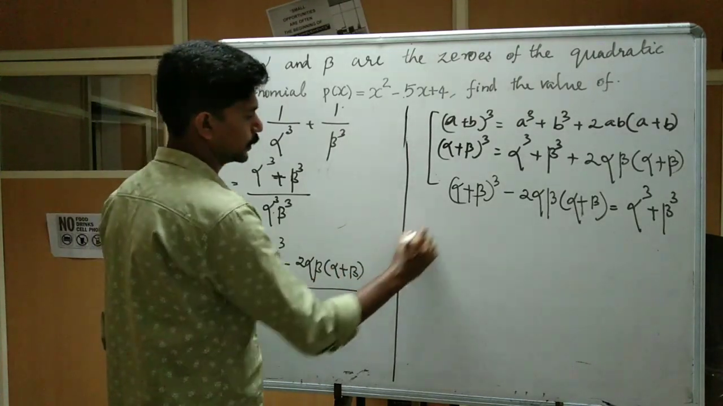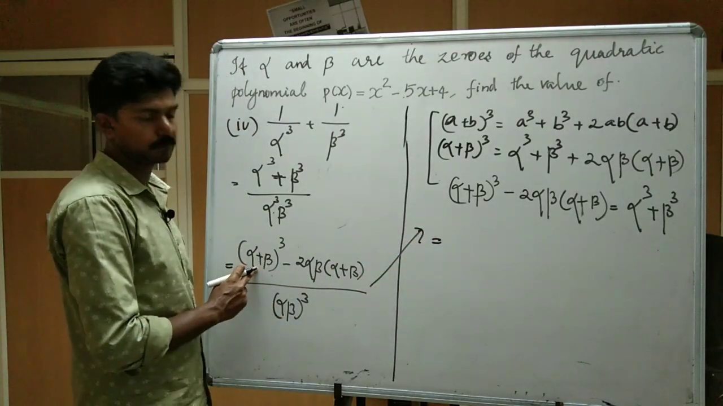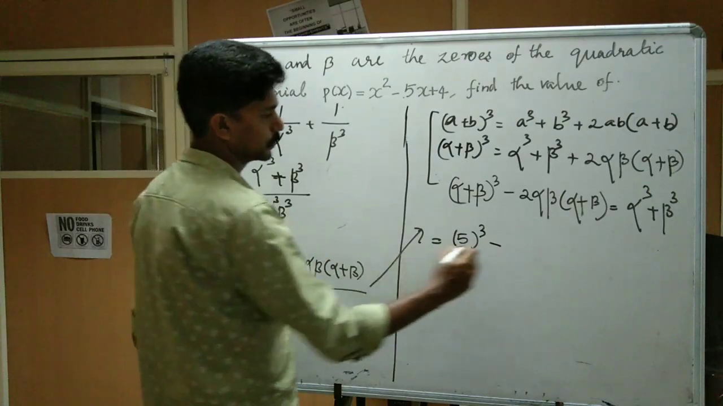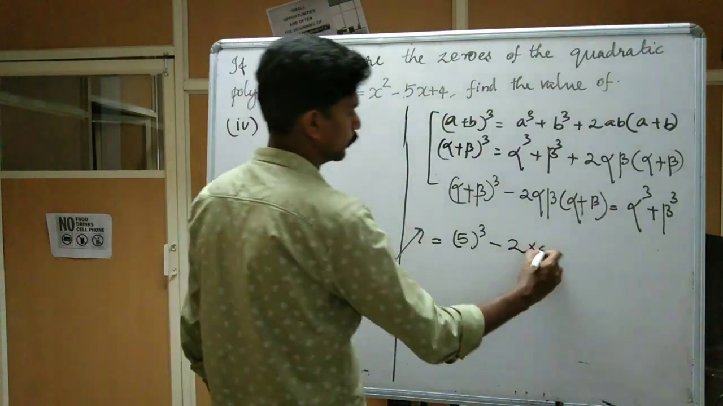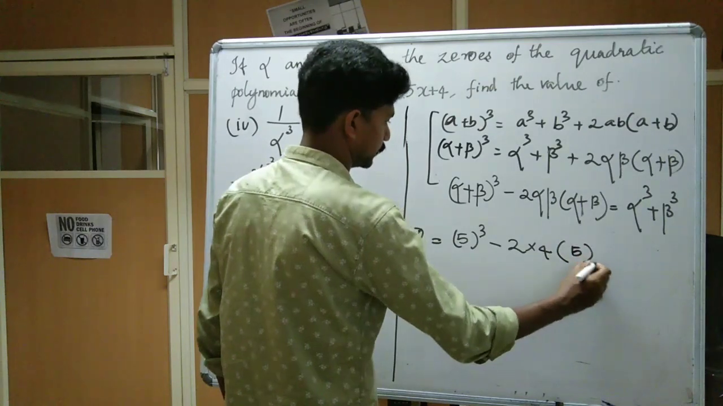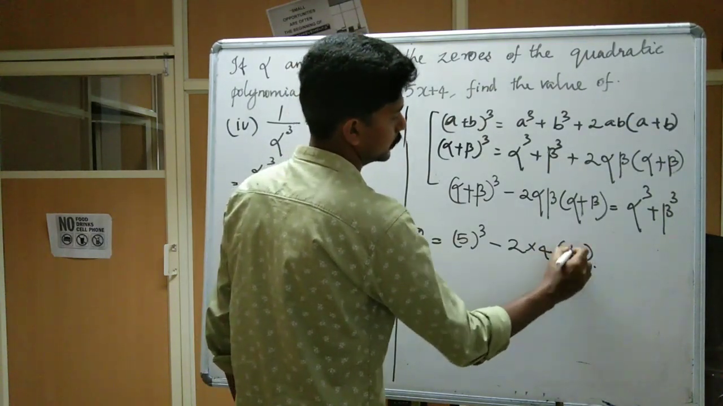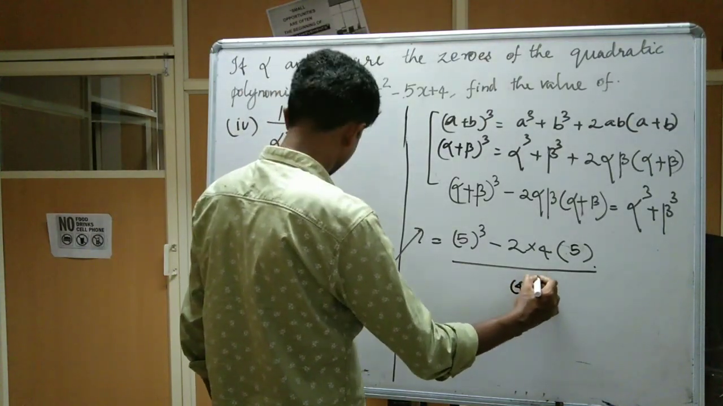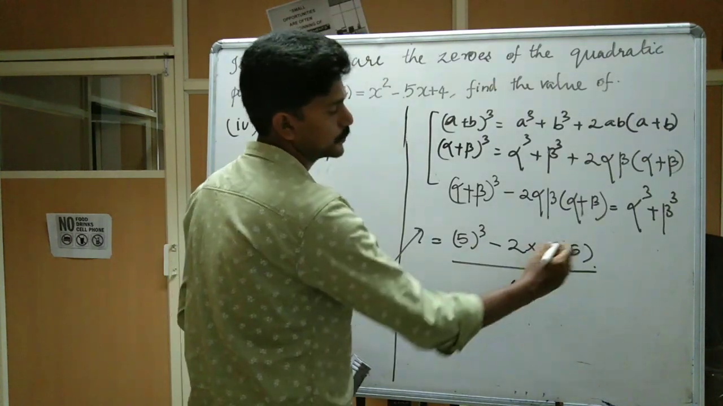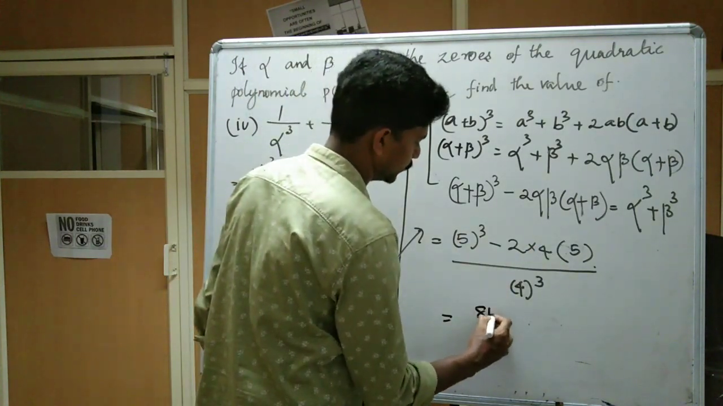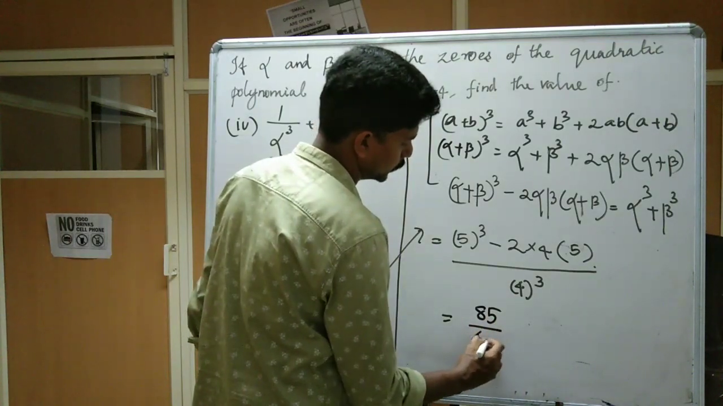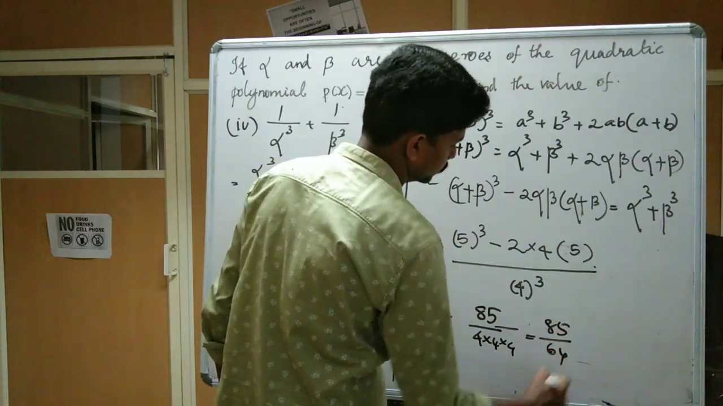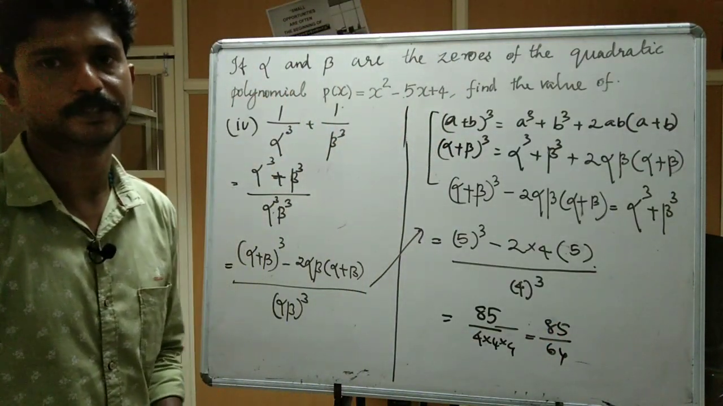So the answer of it I am writing here. What is sum of alpha plus beta? Sum of zeros, that is 5 cube minus this one 2 into product of zeros is 4 into sum of zeros is 5. So divided by product of zeros is 4 whole cube, which is equal to, so answer of this already we just found that the answer is 85 divided by 4 into 4 into 4, that is 4 cube, that is nothing but 85 by 64. So that is the answer of it.